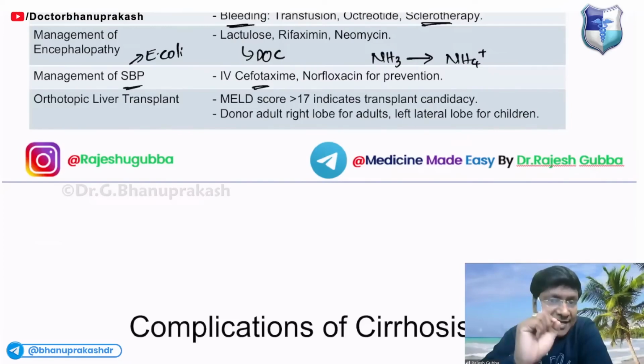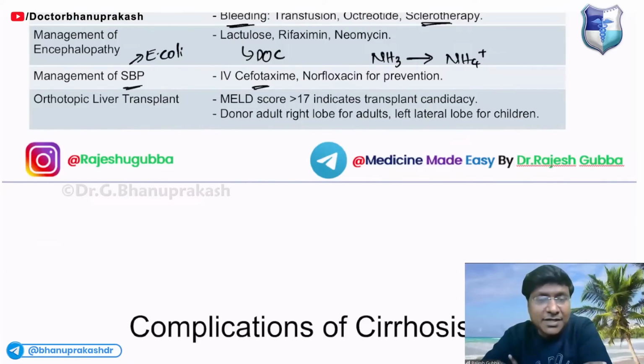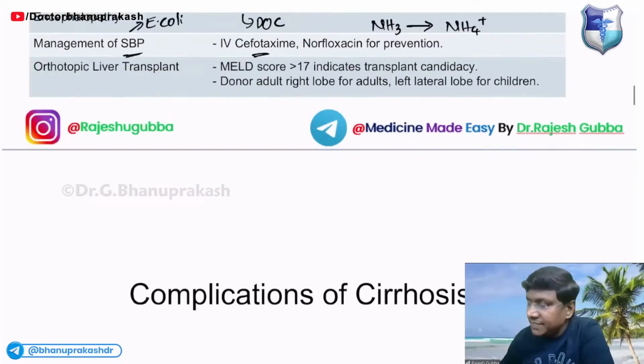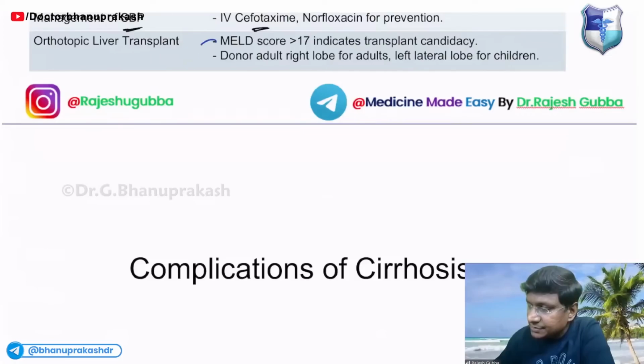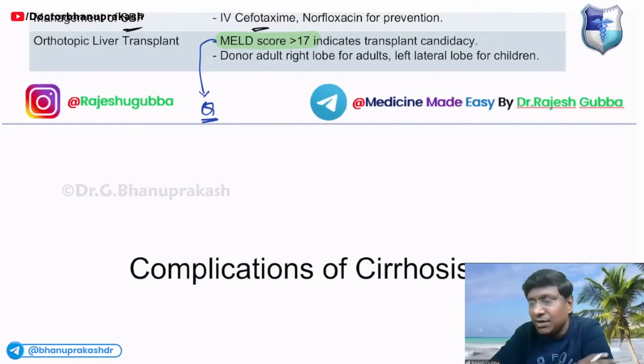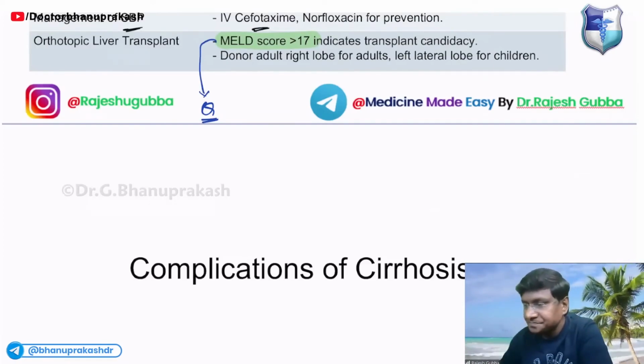Now, you should decide in a patient with cirrhosis of liver when you should do an orthotopic liver transplantation. This is a very, very important multiple choice question, guys. If the MELD score of the individual is more than 17, that is when you need to do the orthotopic liver transplantation. Done? Right. So that was about the cirrhosis of liver.